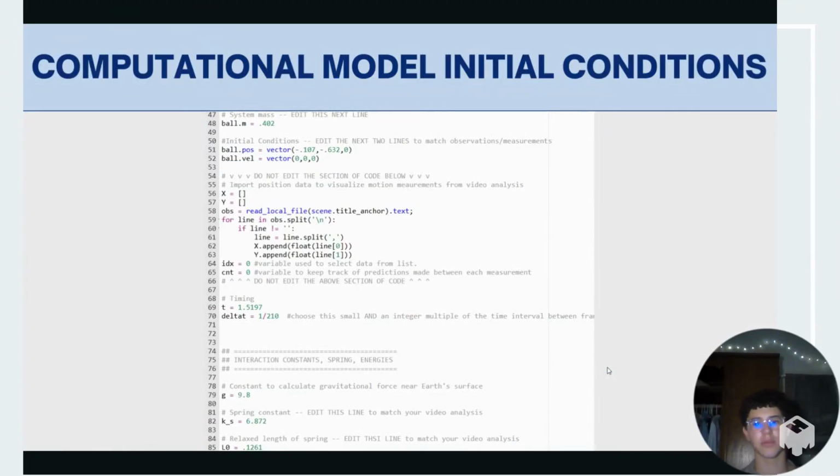So here are the computational model initial conditions. For the mass of the ball, I said 0.402 kilograms. The position vector, I said it was at negative 0.107 in the x, negative 0.632 in the y, and 0 in the z. The ball velocity starts at 0, 0, 0. Also, g was 9.8. The spring constant, 6.872, and the relaxed length is 0.1261 meters.